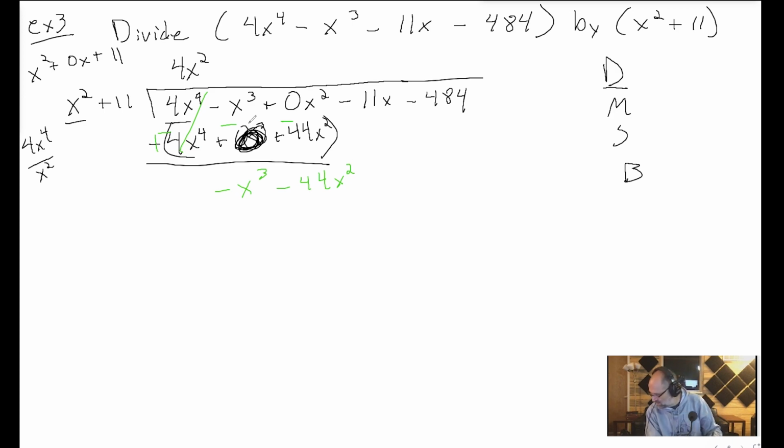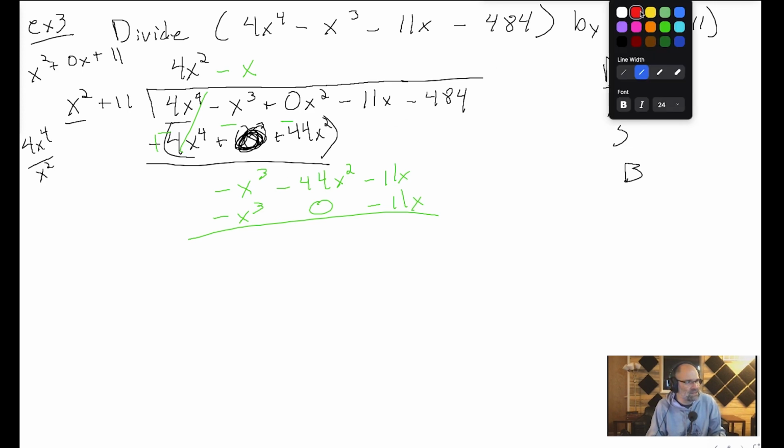All right. And then bring down that 11x and do it again. How many times is x squared going into x cubed? Well, negative x times. So now I distribute. I'm distributing a negative. And remember, negative x times x squared is negative x cubed. Negative x times 11 is negative 11x. Oops. See, it's hard to remember. So I'm just going to say 0, and then negative 11x over here. All right, so these cancel. I'm going to chicken scratch everywhere else.